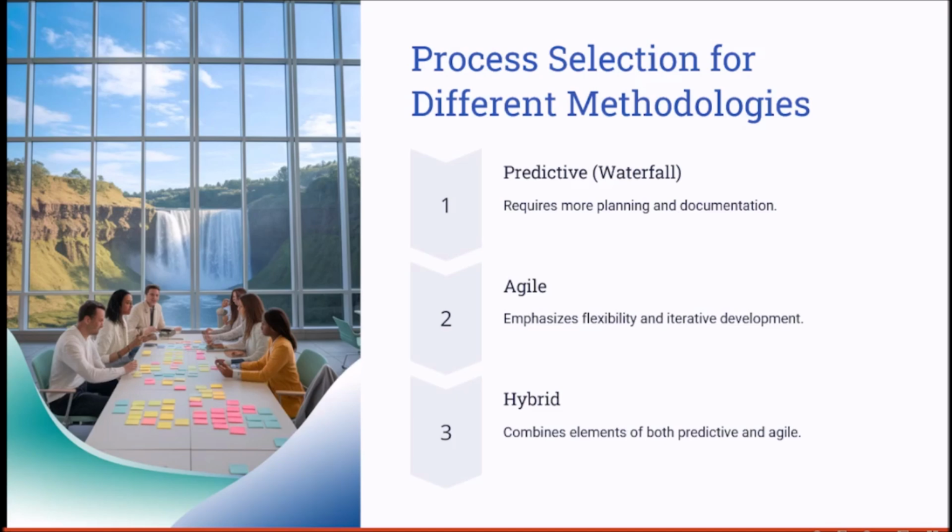Hybrid approaches combine elements of both methodologies, taking from the predictive and from the agile methods or processes. Hybrid approaches combine elements such as using structured planning for high level objectives while allowing flexibility in execution. Understanding these methodologies helps project managers to select the most suitable processes for their specific project needs.